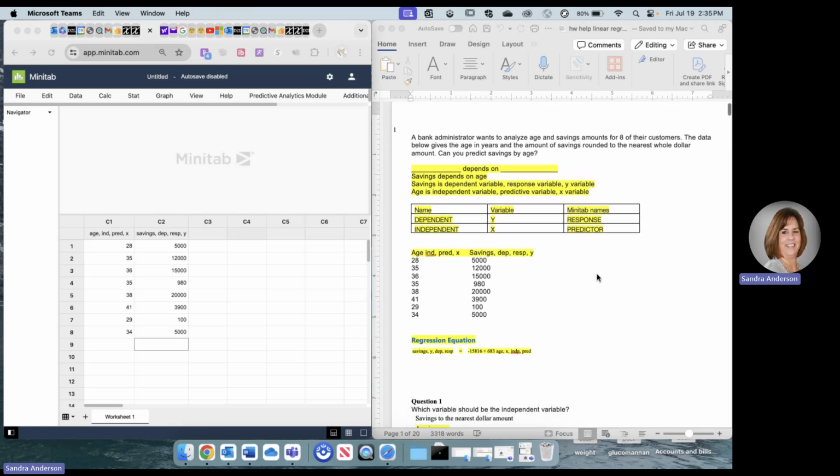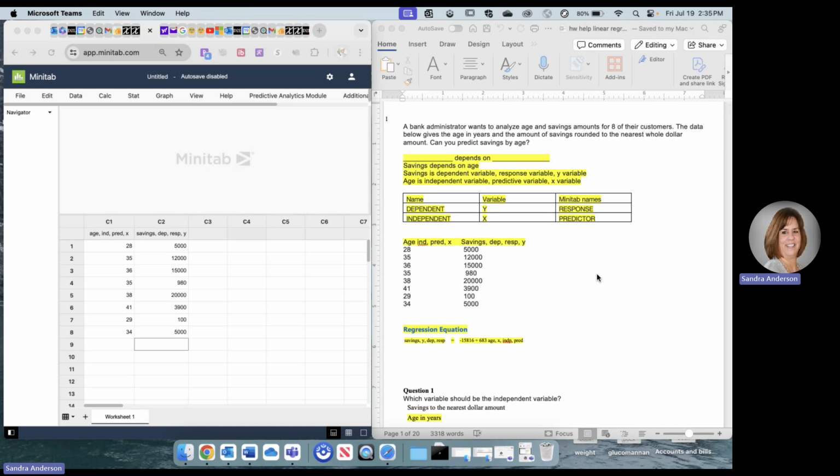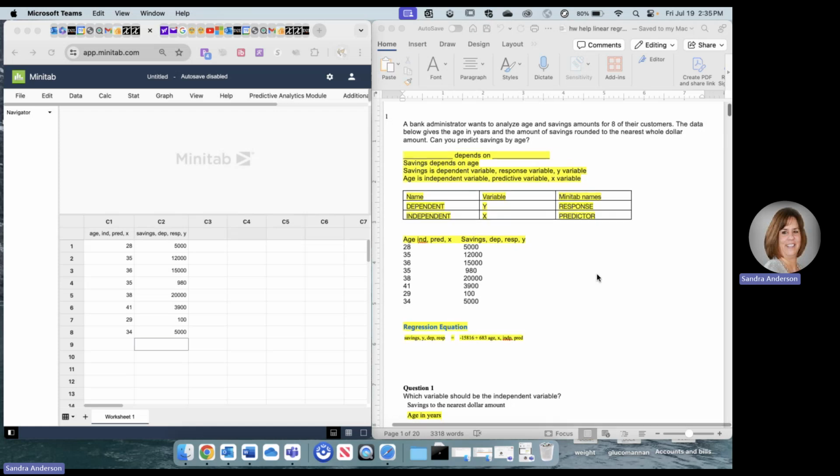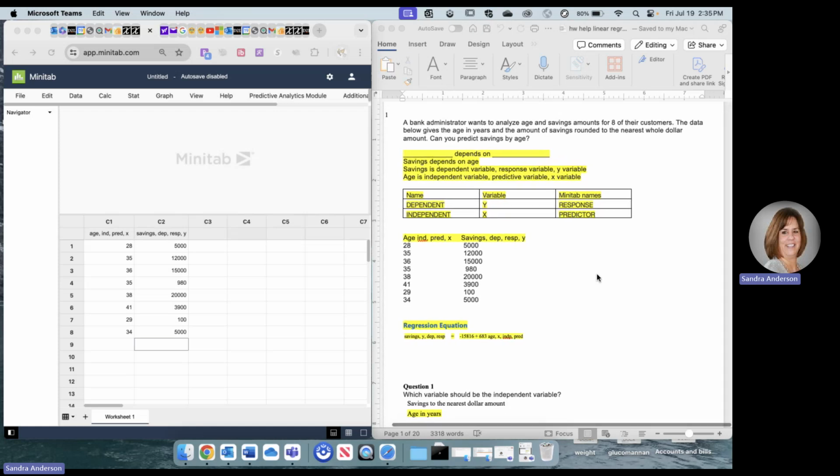This is an example from our homework section. A bank administrator wants to analyze age and savings account for 8 of their customers. The data below gives the age in years and the amount of savings rounded to the nearest whole dollar amount. Can you predict the savings a person has by the age they are?